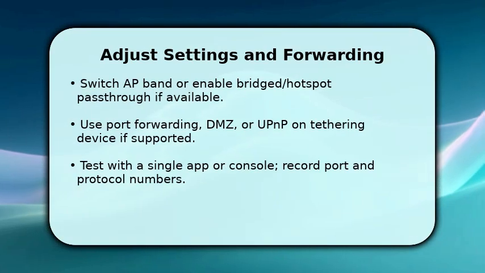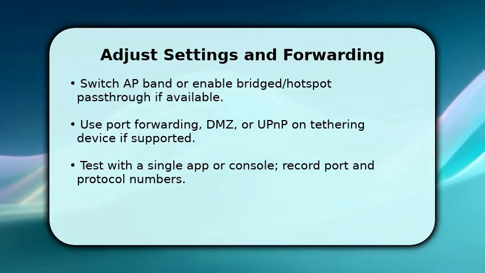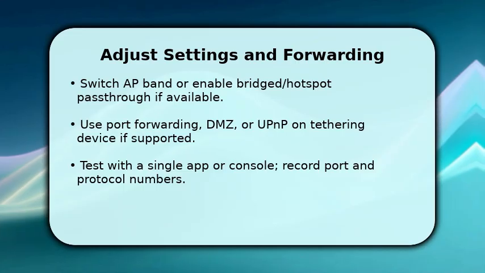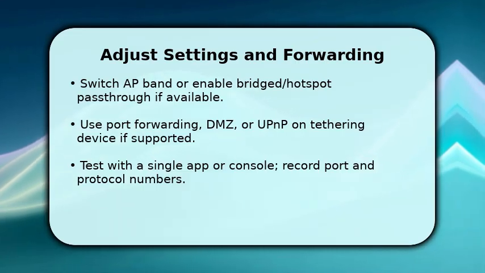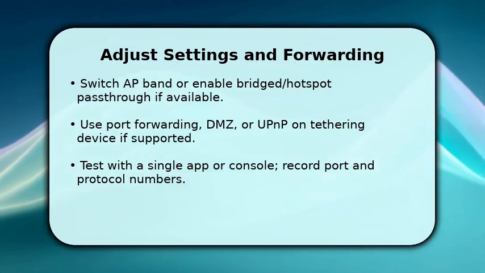Now you'll change network settings to open NAT behavior. If your phone supports tethering modes, enable bridged or pass-through so the client gets a public IP. Otherwise, switch bands to see if assignment differs.